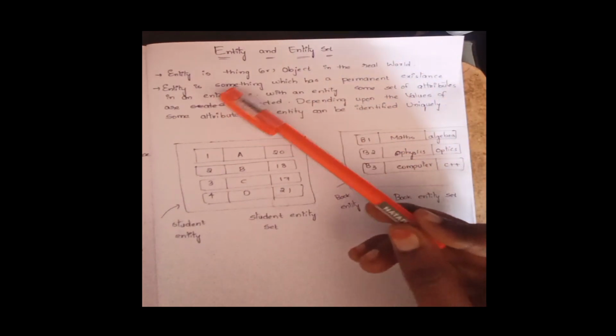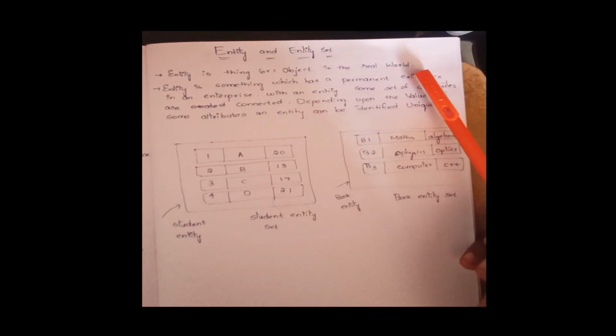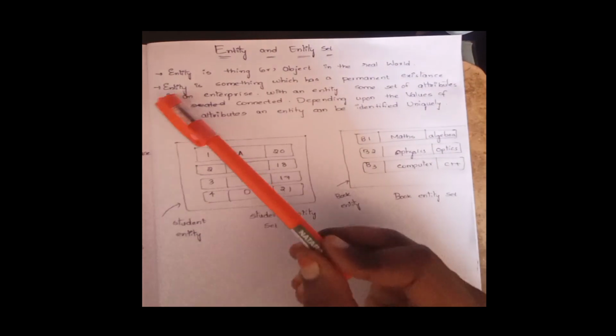So an entity is a thing or object in the real world. An entity is something which has a permanent existence in an enterprise. With an entity, some set of attributes are connected. Depending upon the values of some attributes, an entity can be identified uniquely.